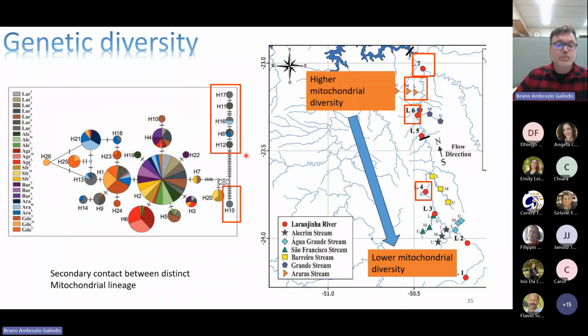And we found, as I told you, higher mitochondrial diversity and higher microsatellite diversity as well, but now I'm going to focus on mitochondria. We have higher mitochondrial diversity in the lower areas than in the upper areas. And what this means is that maybe we can infer that the movement of colonization of this basin was in this direction, from the mouth to the source. So at the beginning, this species occupied the lower areas and then moved through the upper areas.